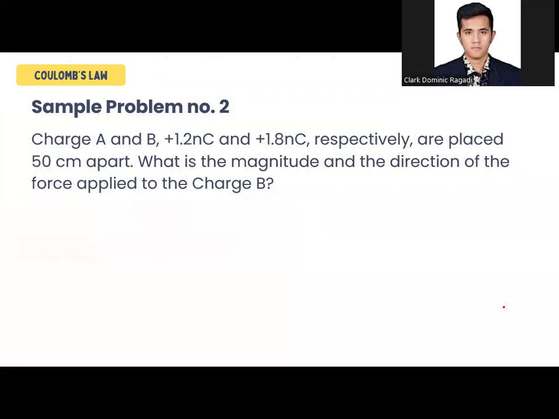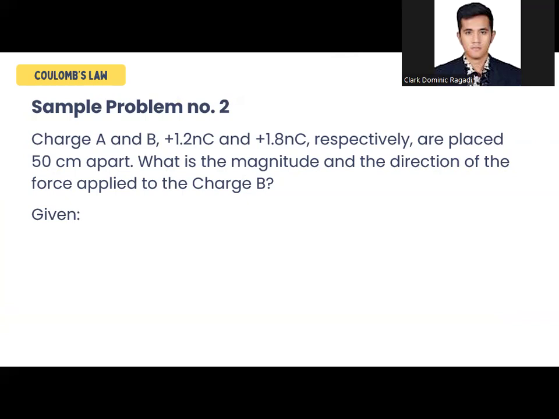Okay, so let's have an example. Charges A and B, which are 1.2 nanocoulomb and 1.8 nanocoulomb respectively, are placed 50 centimeters apart. What is the magnitude and direction of the force applied to charge B? Let's start by writing the given. Or what I prefer is that I actually draw the given, so I make some illustrations.